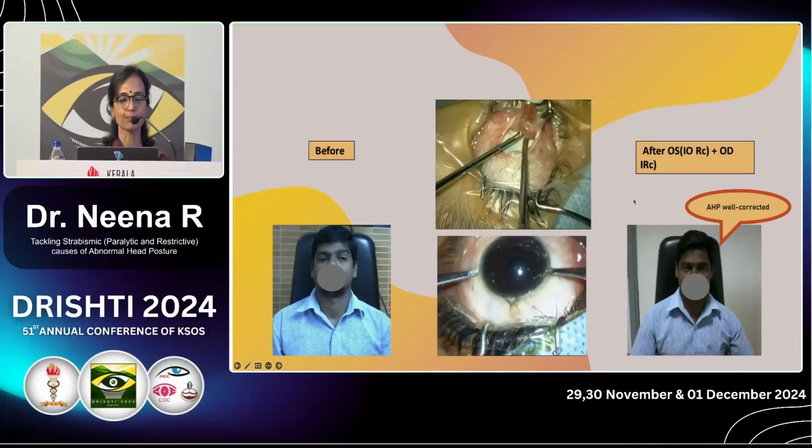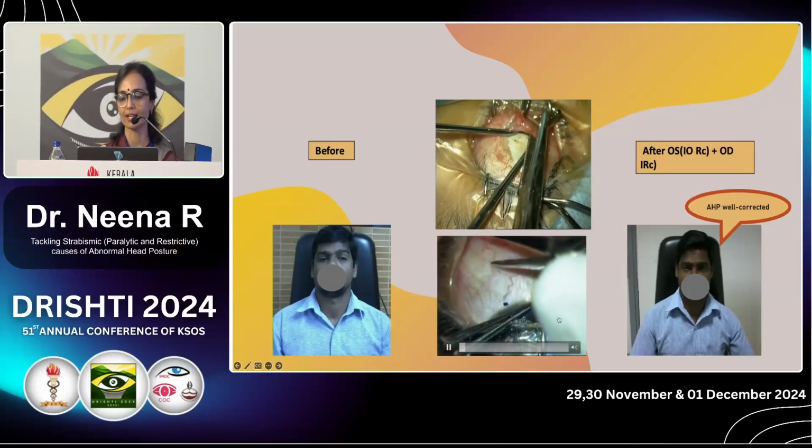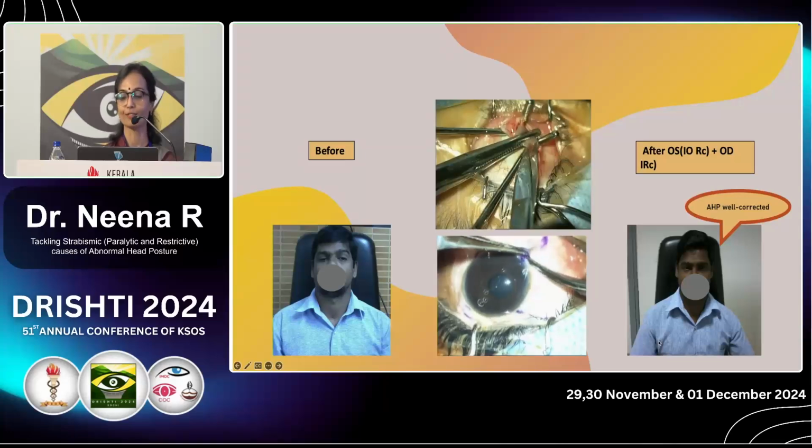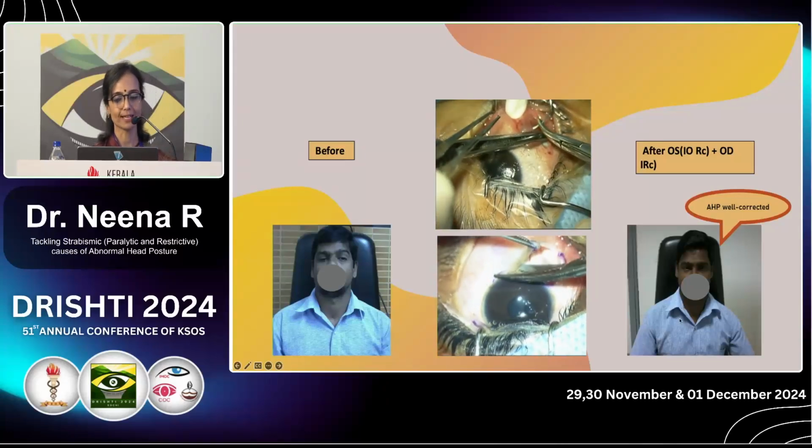So this is his head posture, and we did an inferior oblique recession of the same eye along with an inferior rectus recession of the contralateral eye because he had a very large esotropia, hypertropia of the left eye. So post-surgery, he was quite happy. His head posture was well corrected.